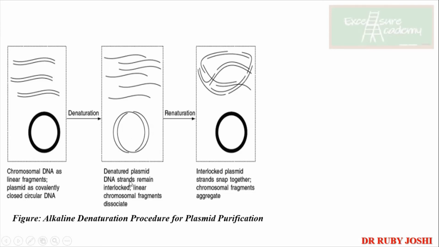So denatured plasmid DNA strands remain interlocked. Can you see? It is interlocked. They are not broken totally. And the linear strands are dissociated. Then on coming back to the renaturation, you have got your interlocked plasmid, and hence you can purify plasmid easily as compared to the chromosomal DNA. Are you able to follow this figure? Yes?